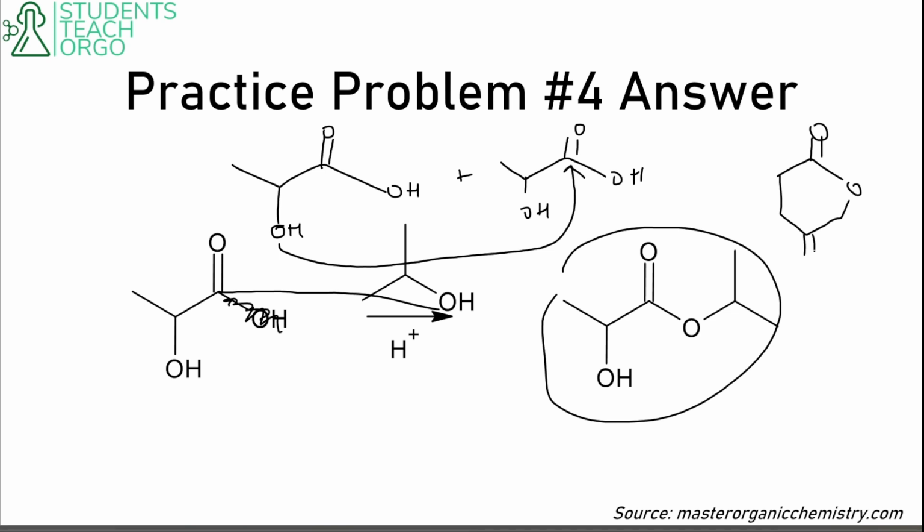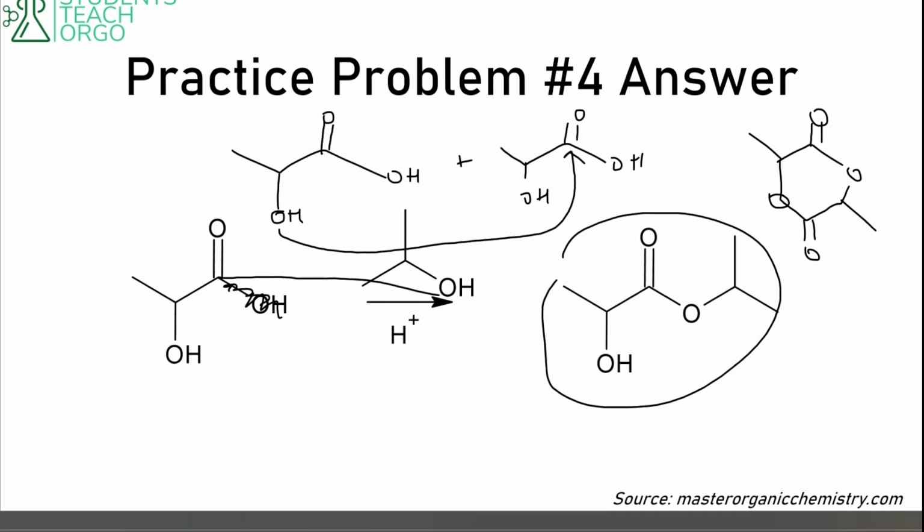You're going to get a lactone that looks like that. So please try to figure out the mechanism as to how you get that kind of lactone if you were to use more than 1 mole of each. But for this problem, all I wanted you to know was that you can just attach an isopropyl group onto the acid to make an ester. Okay, great. Let's move on to practice problem number 5.